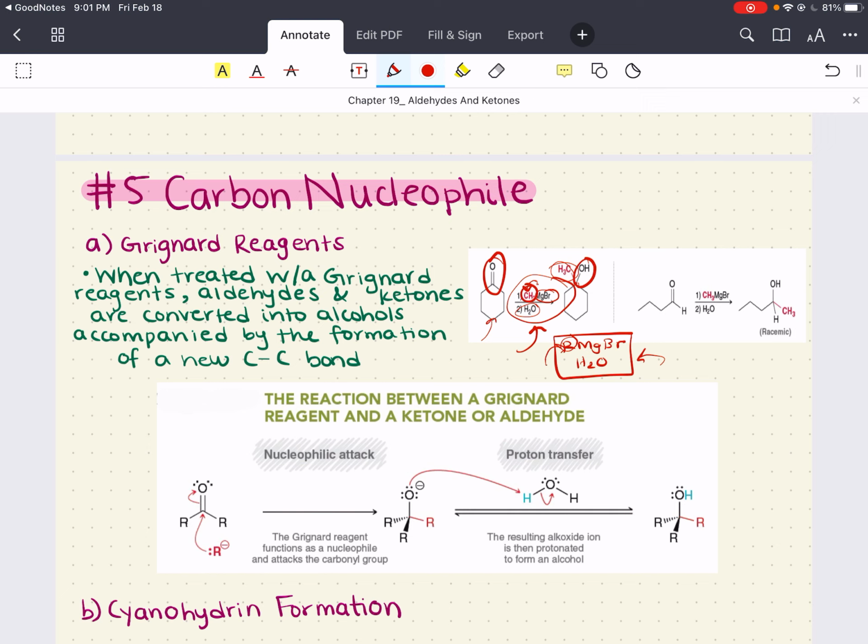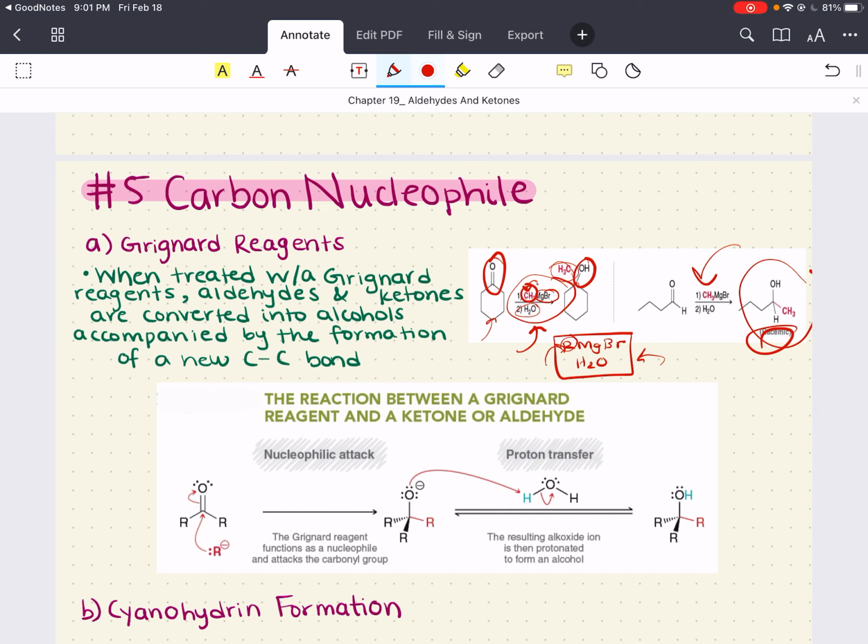Now, if you form a chiral center, like you see in this example right here, remember that you're going to get a racemic mixture of enantiomers. That's very important that you make note of that, especially if you have a free response in a homework or test problem. You can't just draw this and not make note that it's actually a racemic mixture of enantiomers that you're going to obtain as product.